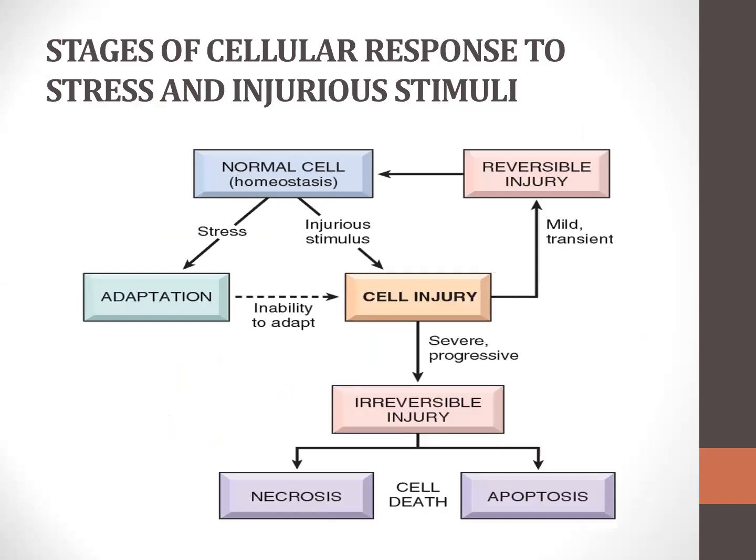These are the various stages of cellular response to stressful stimuli. Under normal conditions, the cell is in a state of homeostasis. When there is some kind of stress, initially the cell tries to adapt. When it is unable to adapt or the stimulus is very much harmful, the cell undergoes injury. Injury may be of two types, reversible or irreversible, and eventually after injury, the cell undergoes cell death.